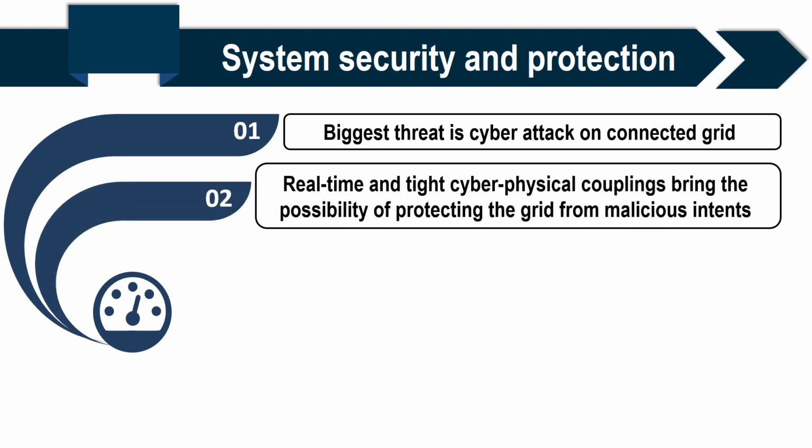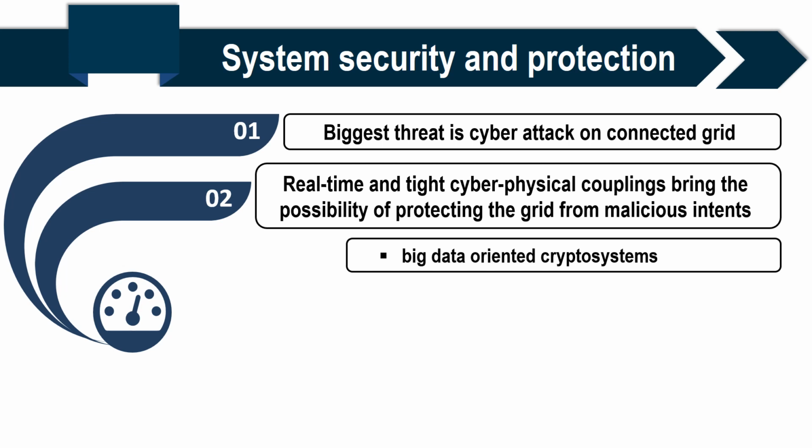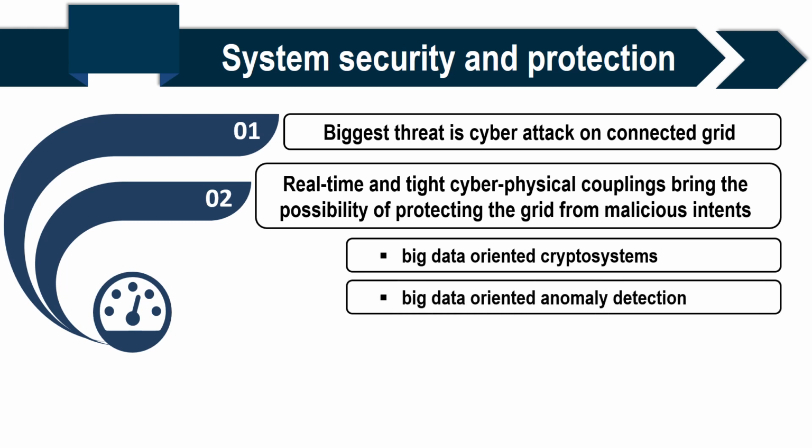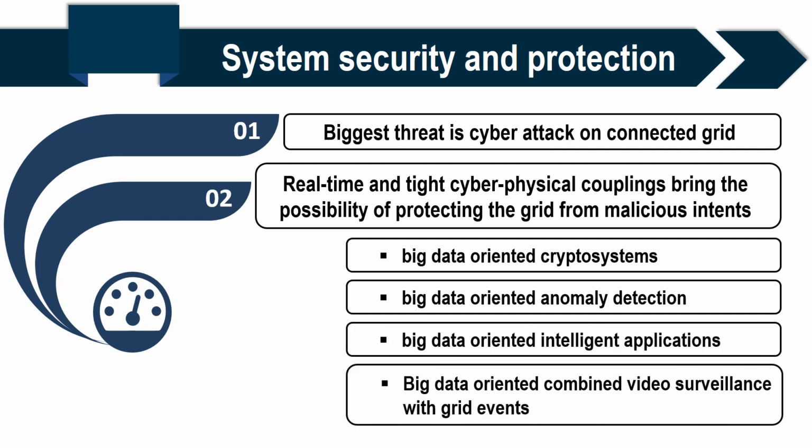Real-time and tight cyber-physical coupling brings a possibility of protection. So here there is a possibility of correlating video surveillance data with the data which the system is receiving from various sensors deployed on the grid. There are big data oriented crypto systems that are deployed so that hackers cannot hack into the huge amount of data which the system is acquiring. Big data oriented anomaly detection can also help. Similarly, big data oriented combined video surveillance and grid events, as I already explained.